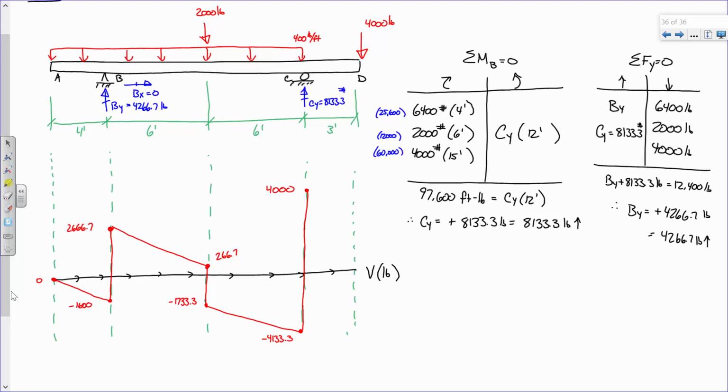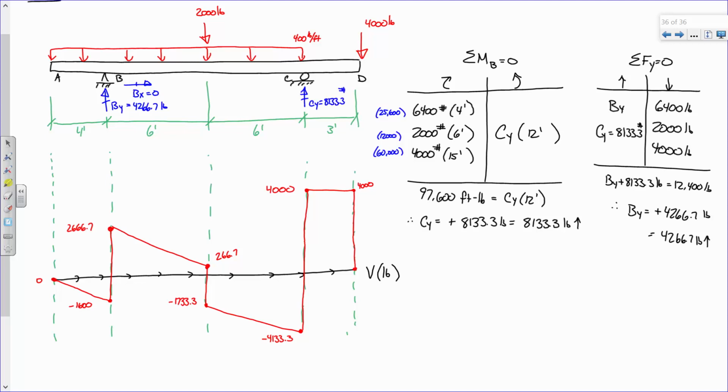Now what does it look like from here to the end? Well, is there any load in between C and D? No. So if there's no load, I'm not doing anything. So I just go on over. 0 load, 0 slope. What does a line with 0 slope look like? It's flat, right? So I'm just going to go over at 4,000, and then what's the beam tell me to do? Drop back down. And that'll put me at 0.